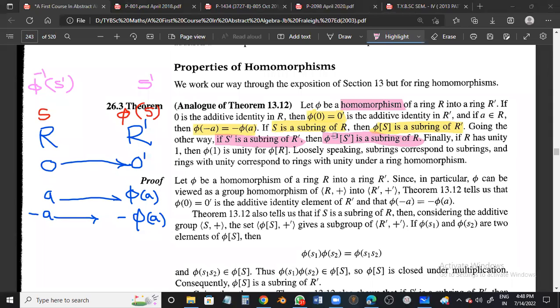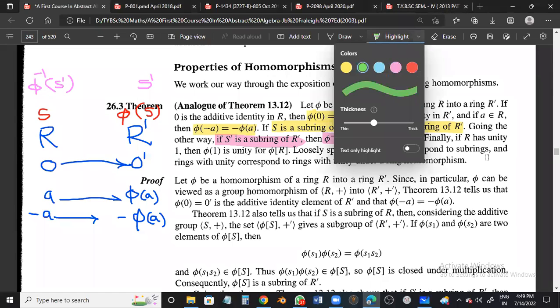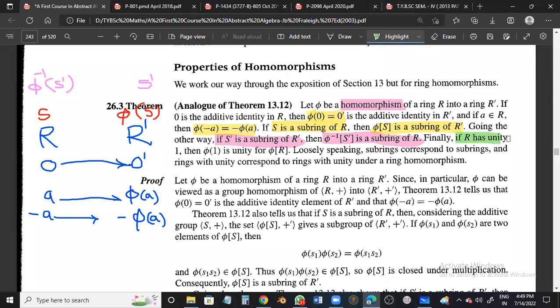I suppose you are following all those statements. Lastly, if R has unity, a ring may have unity, may not have. So if your ring R has unity, then phi of 1 is the unity of phi of R. I would like to highlight it again: if R has unity 1, then phi of 1 is the unity of phi of R.